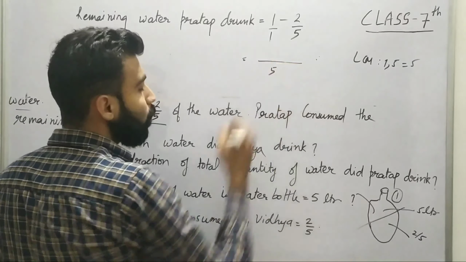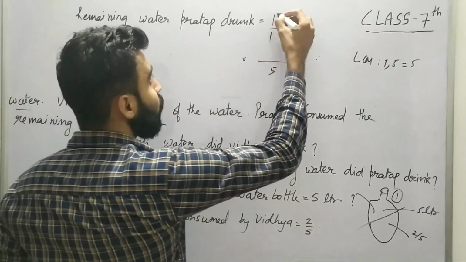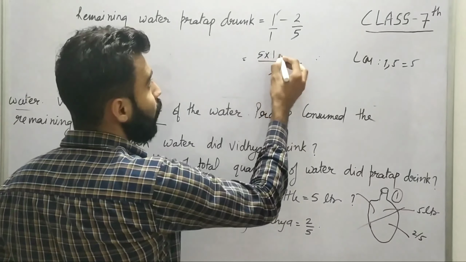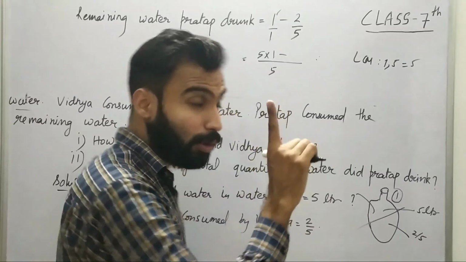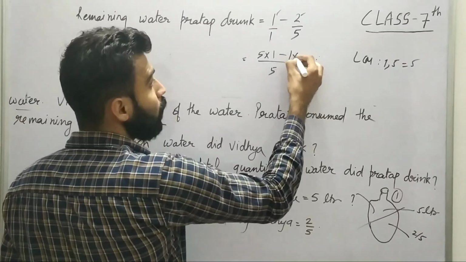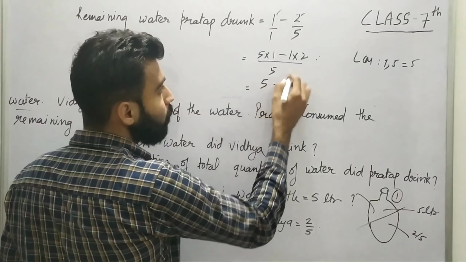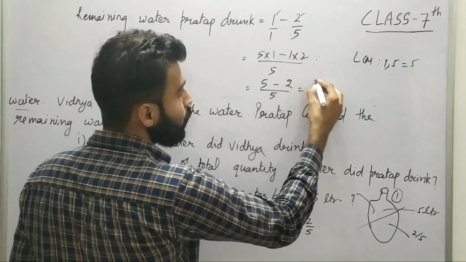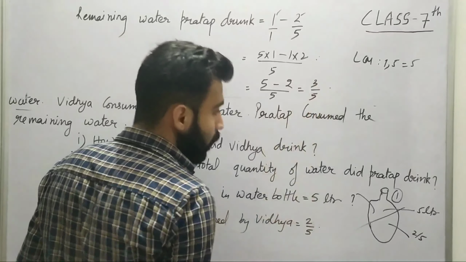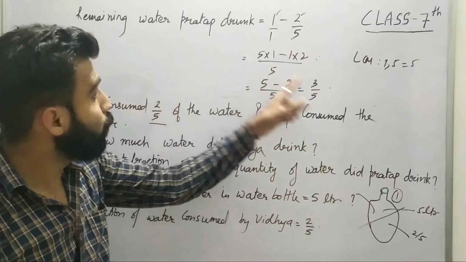So count the table of 1 to 5. So 1 five is 5. So take this 5 and multiply it with the numerator. So 5 into 1 minus, take this 5 and count to 5. So 5 1 is 5. So it's going on 1. So 1 into this numerator, that is 2. So you can see 5 into 1 is 5 minus 1 into 2 is 2 upon 5. So 5 minus 2 is simply 3 upon 5. Right? So you will see that Pratap consumed 3 by 5.